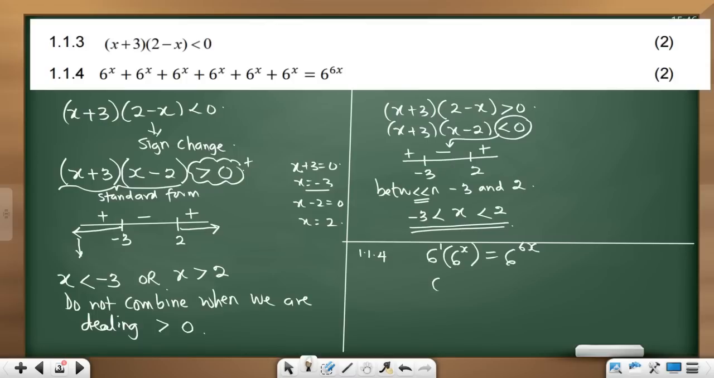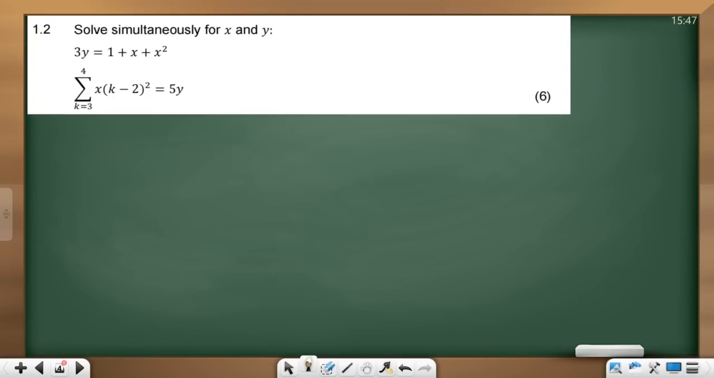Now, laws of exponent. This is 6 to the power 1, so 6 to the power 1 plus x is equal to 6 to the power 6x. Same base on both sides, we equate the exponents. 1 plus x equals what? 1 equals 6x minus x. What do you have? 1 equals 5x. Therefore, x is equal to 1 over 5. All right, we're done. We're moving as quickly as possible. Make sure you pause the question pages and do the questions before we do them.